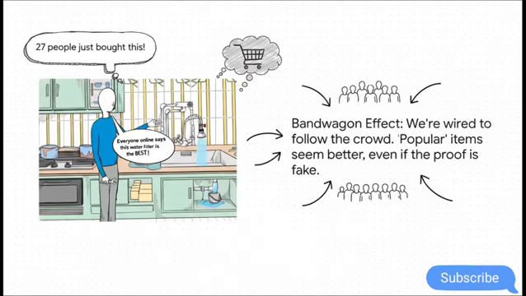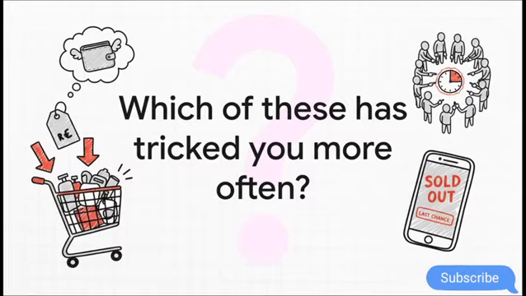And then you've got the bandwagon effect. This is that little pop-up that screams, "27 people just bought this," or "this item is in 50 carts right now." Our brains are just wired to follow the crowd. It feels safer. So we see that and we think, wow, this must be good, and we rush to buy it before we miss out. It's classic FOMO.